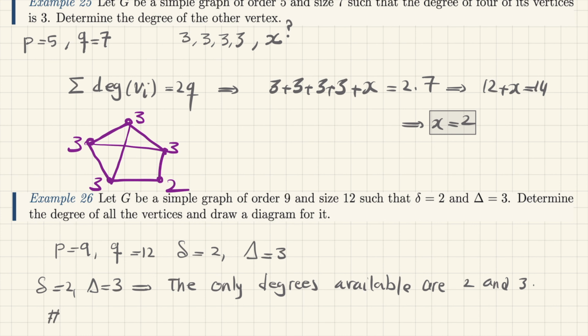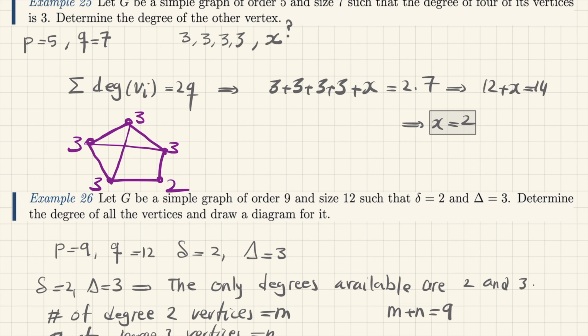So we don't know how many of them are 2. Let us assume that the number of degree 2 vertices, let us call it M. The number of degree 3 vertices is N. Okay, how can I set up my equations? Immediately I know that M plus N is what? M is the number of... 9. Do you agree? Yes, M plus N is 9.